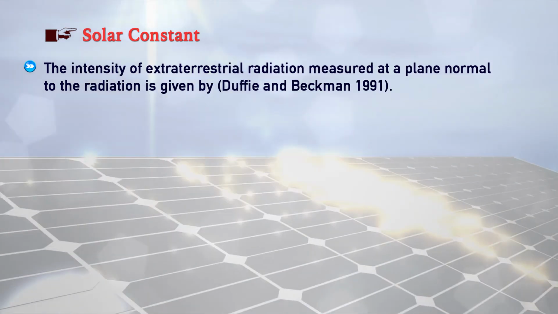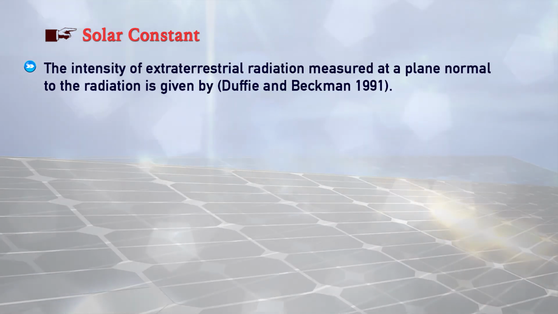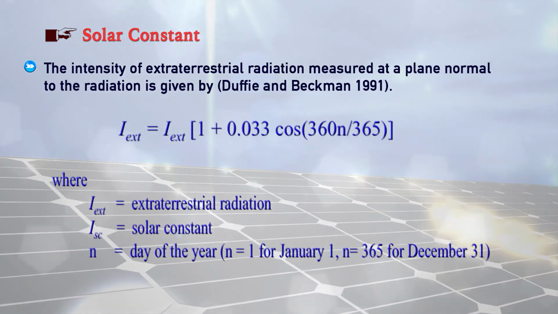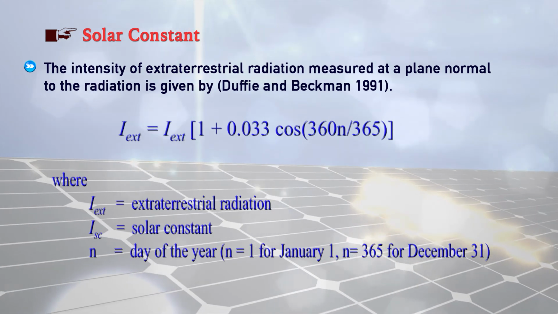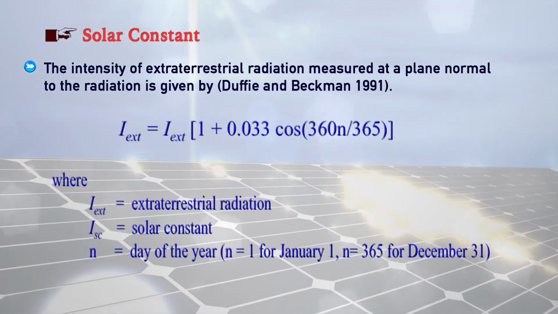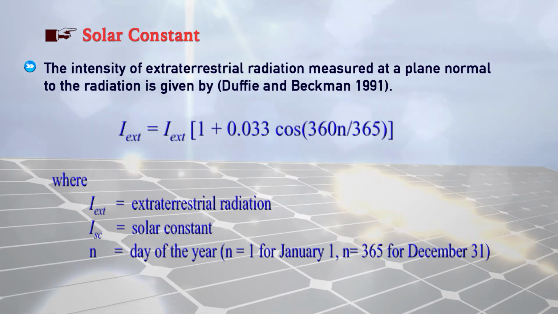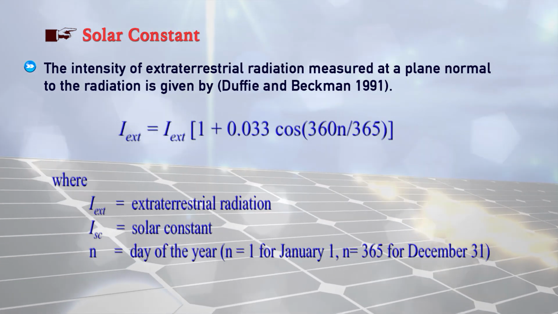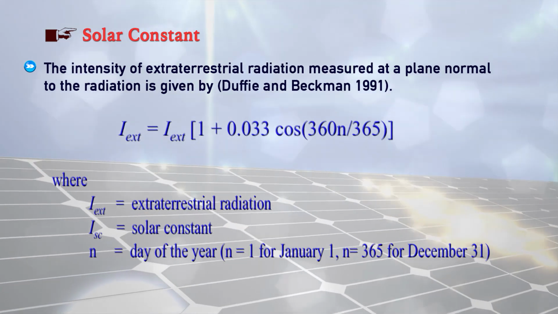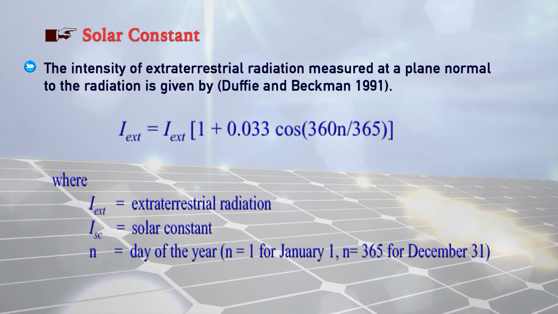So the intensity of extraterrestrial radiation measured at a plane normal to the radiation is given by this formula from Duffie and Beckman: I_ext = I_sc (1 + 0.033 cos(360n/365)), where the suffix ext is the extraterrestrial radiation, I_sc is the solar constant, and small n is the day of the year. So n equals 1 for January 1 and n equals 365 for December 31.